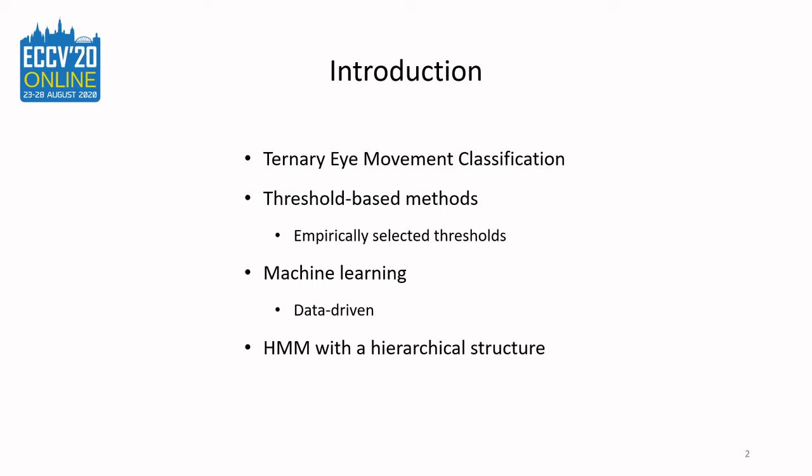Eye tracking technology nowadays has attracted much research attention and interest, and it is becoming a potential and promising driver for future immersive technologies. One fundamental and significant research topic in eye tracking is to identify different types of eye movements. In this work, we tackle the problem of ternary eye movement classification, which aims to separate fixations, saccades, and smooth pursuits from the raw eye positional data.